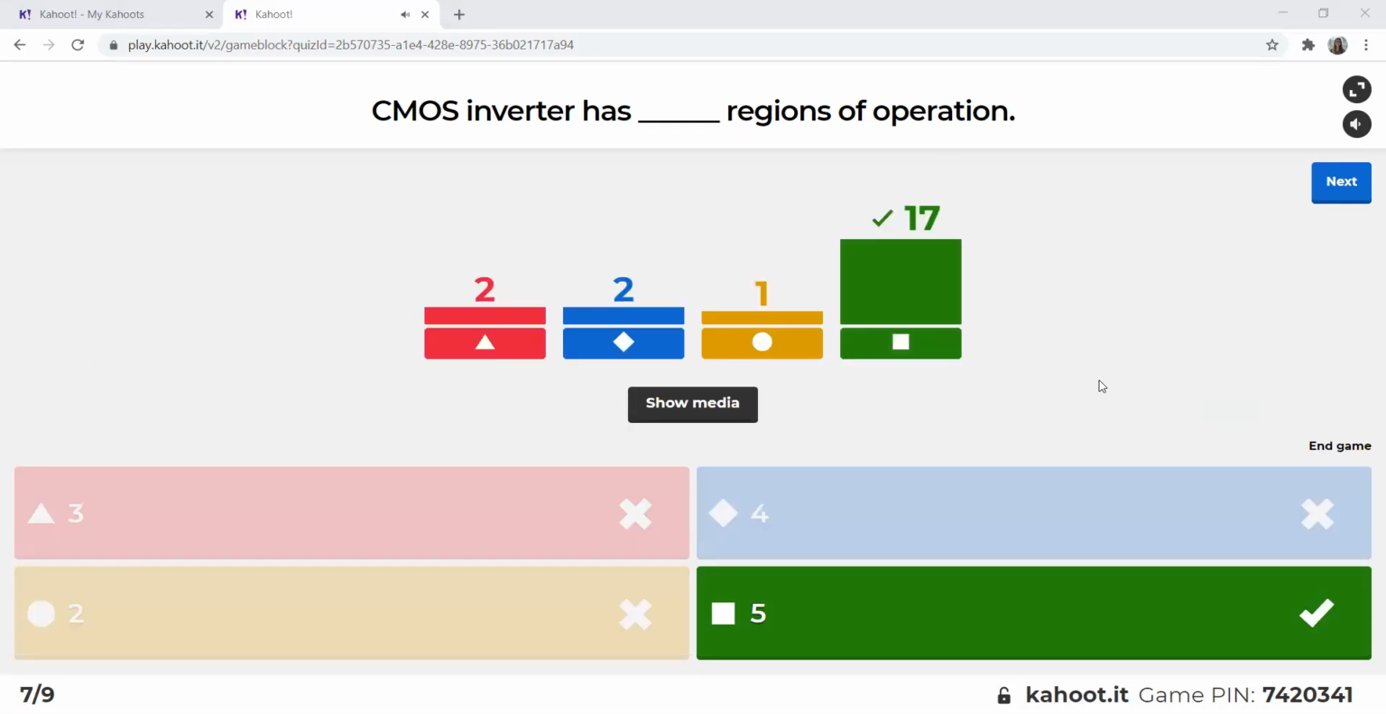All right, yeah, so there's 5 regions. Sometimes it looks like 4, but remember it is 5. The one in the middle is also a region. All right, next question, we have 2 more.